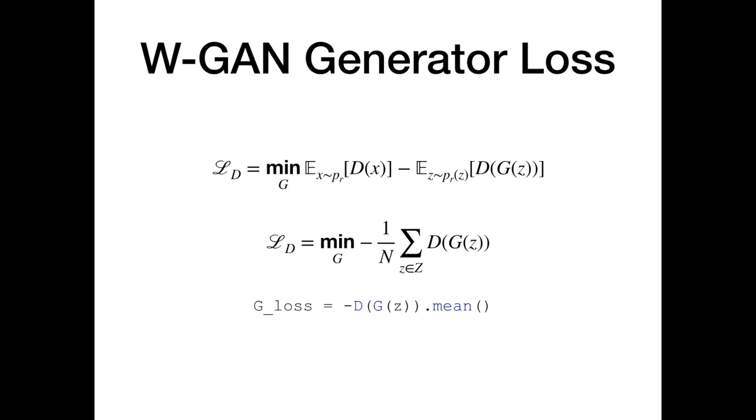Let's try to think about what this loss really means. The generator wants the discriminator to assign high values for the generated images because high values correspond to real images. And that's really why the loss is of the form that it is here.